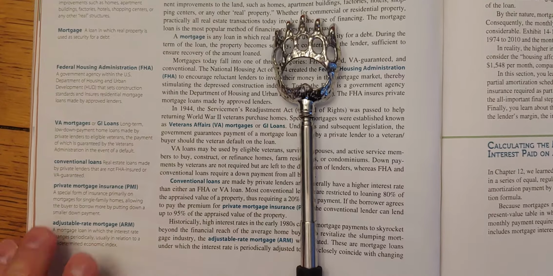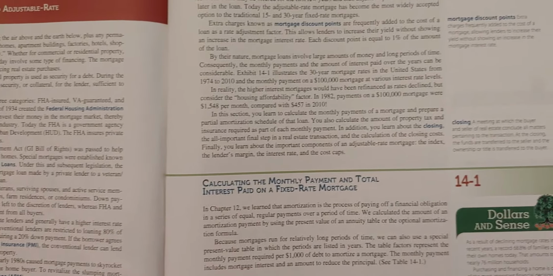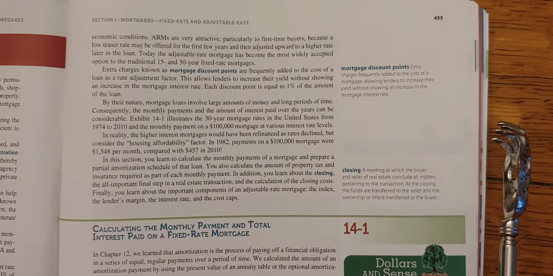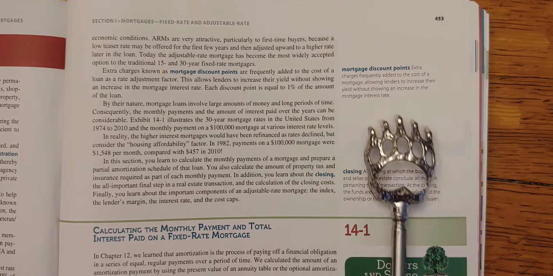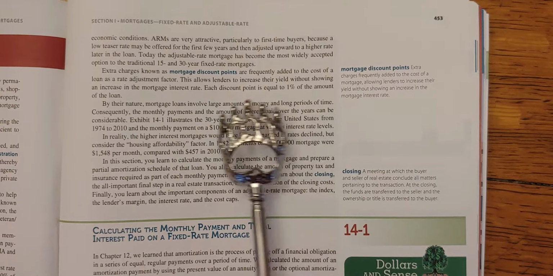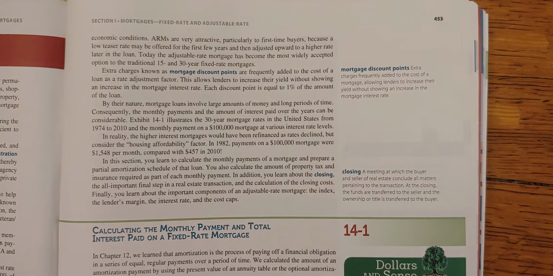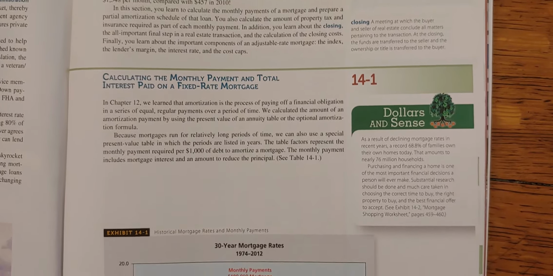We talked about ARMs, adjustable rate mortgages, where the interest rate changes over the life of the loan, which is not good. I don't like adjustable rate mortgages. And discount points. I normally don't recommend discount points, but sometimes if you do the math, it might benefit you to do that. It'll save you money in the long run. And then, of course, closing, when everything changes hands and papers are signed and the legal terms are taken care of.